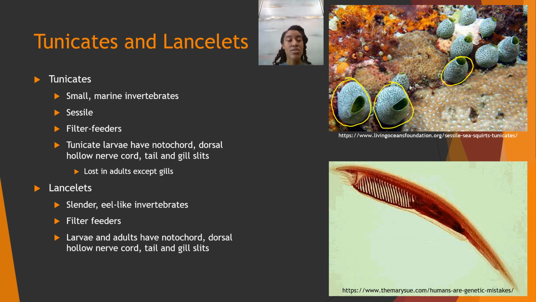The lancelets are slender eel-like invertebrates, and they're also filter feeders. And so you can see a picture of one of them here. Both their larval and adult forms maintain all of the key characteristics of being a chordate. So both the larva and adult forms have a notochord, a dorsal hollow nerve cord, a tail, and gill slits.